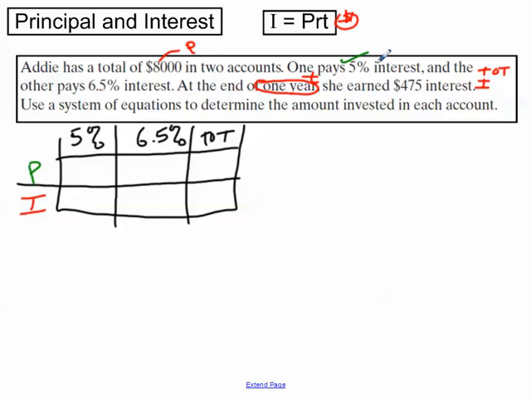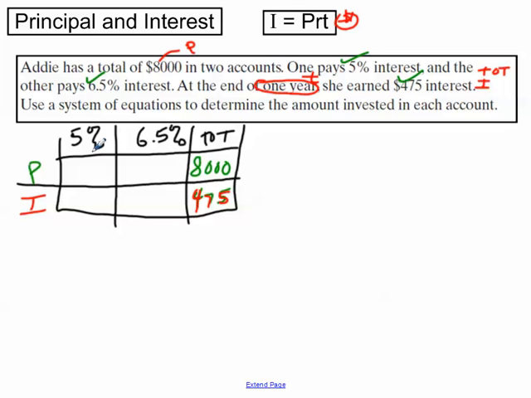We set that one up. $475 in interest goes in total interest, $475. Total of $8,000 in two accounts, 8,000. Oops, sorry, hang on a second. Yep, that's right. 8,000 goes here. And I'm sorry, 475 should be in red, so let me write over that, 475, just to make it a little clearer.